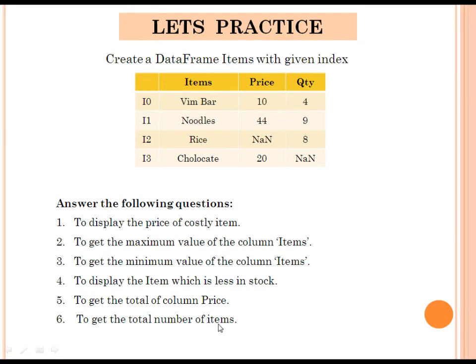Clear? To get the total of column price, you have to do the total of column price. To get the total number of items, what you have to do? Same as we did in the video. Total number of books you have to find. Okay, like that only this query is made. So you have to attempt all the 6 queries and evaluate yourself.